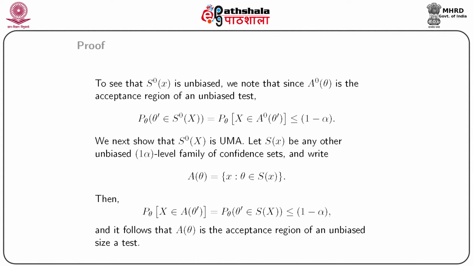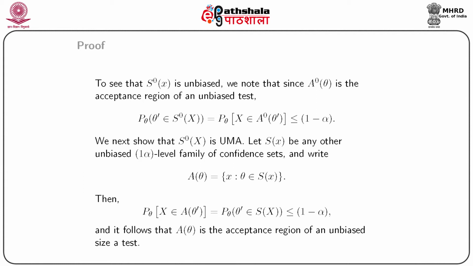To see that S₀ is unbiased, we note that since A₀ is the acceptance region of an unbiased test, P_θ(θ' ∈ S₀) = P_θ(x ∈ A₀(θ')) is less than or equal to 1 − α. We next show that S₀(x) is UMA.